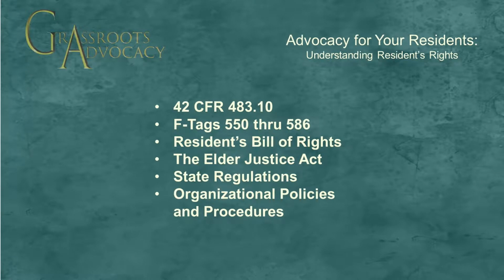In addition to the Code of Federal Regulations, we also have the Residents' Bill of Rights, which was established as part of the Omnibus Budget Reconciliation Act of 1987. The Elder Justice Act is another document that talks about residents' rights. Then you have your state regulations, and something to keep in mind is that your state regulations should, generally speaking, mirror the federal regulations, unless your state wished to add something specific that they felt the federal regulation didn't particularly address.